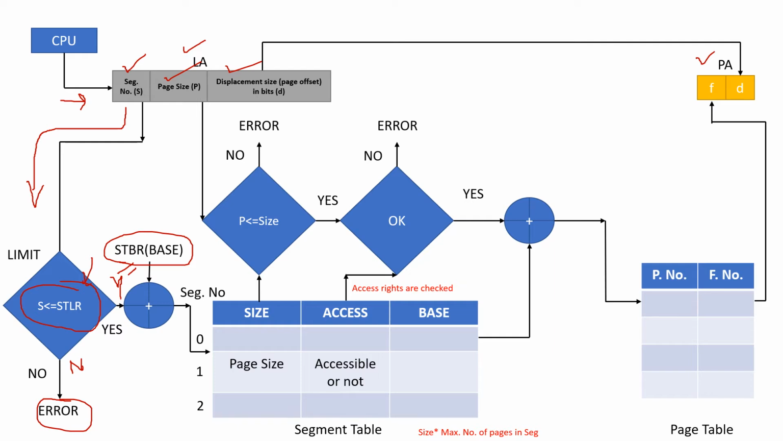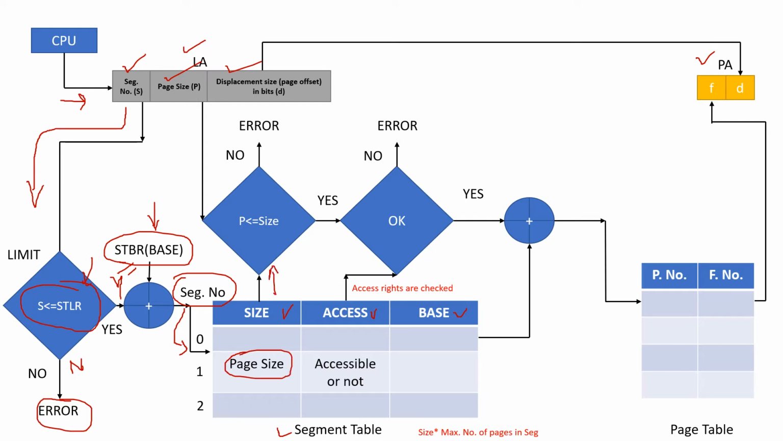Okay, so when it is in the limit, we are going to add the base address and we will get a segment number, and the segment number is stored where? It is stored in the segment table. Now the segment table has three things in this: size, access and base address. So with the help of this size, we are going to compare here.